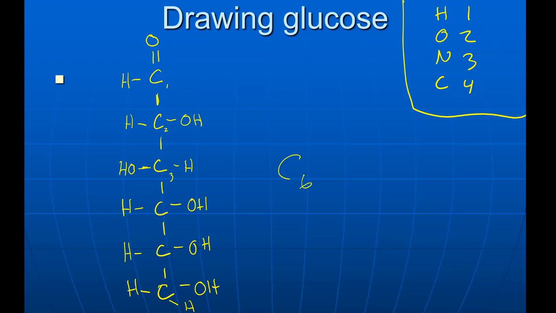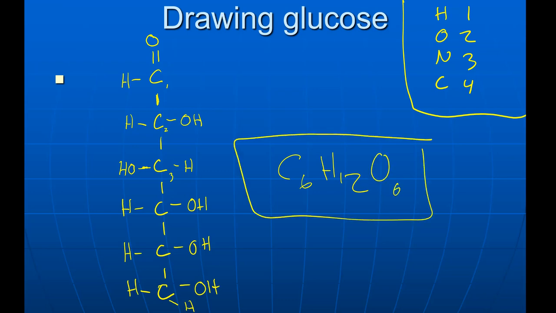Yes, I have 6 carbons. Do I have 12 hydrogens? 1, 2, 3, 4, 5, 6, 7, 8, 9, 10, 11, 12. Yes, I do indeed have 12 hydrogens. Do I have 6 oxygens? 1, 2, 3, 4, 5, 6. Yes, I do. So since I have C6H12O6 and I satisfied HONC, I can be pretty confident that my drawing of glucose is correct, and you would get points on your test or quiz.